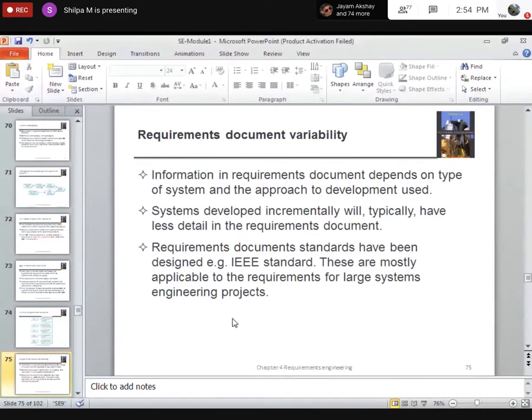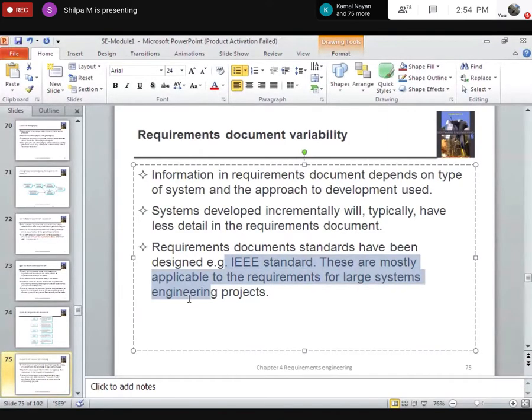Now, the information in a requirements document varies depending on the type of the system, the approach to development used, all that. A system developed incrementally will have less detail in the requirements document. Now, one important thing is that most requirements documents use a standard known as the IEEE standard. They are mostly applicable to the requirements for large system engineering.